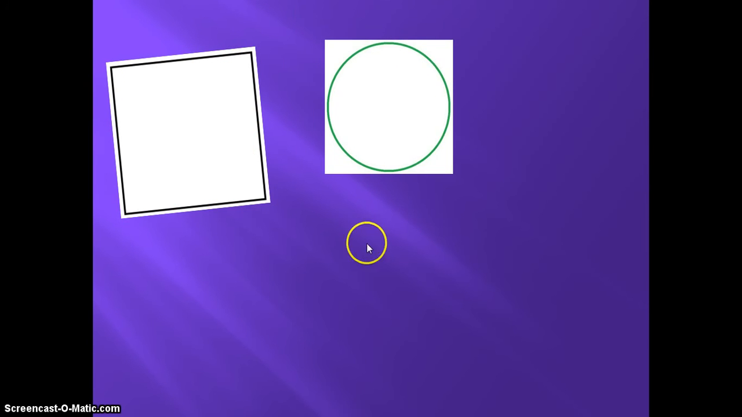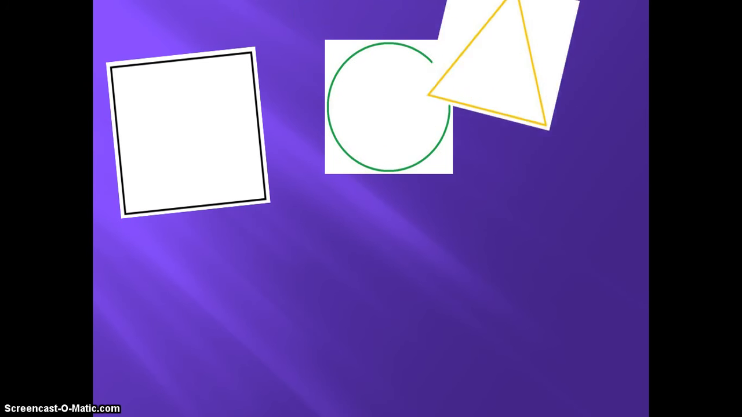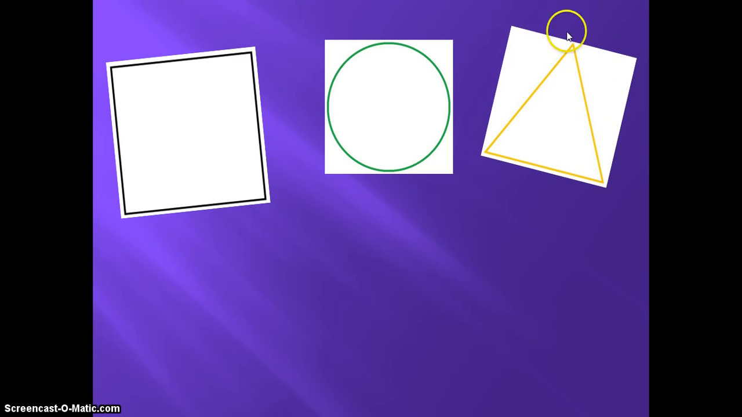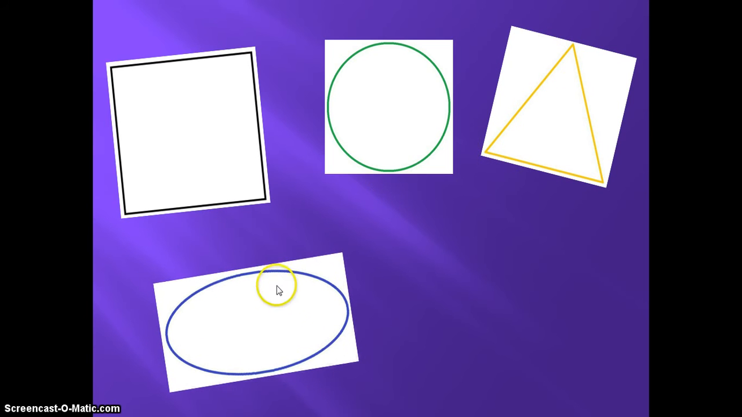Now what shape is this? This is a square. Good job. It's a square because all the sides are the same. And this one is a circle, yep. And this one is a triangle because there are three sides. Triangle.